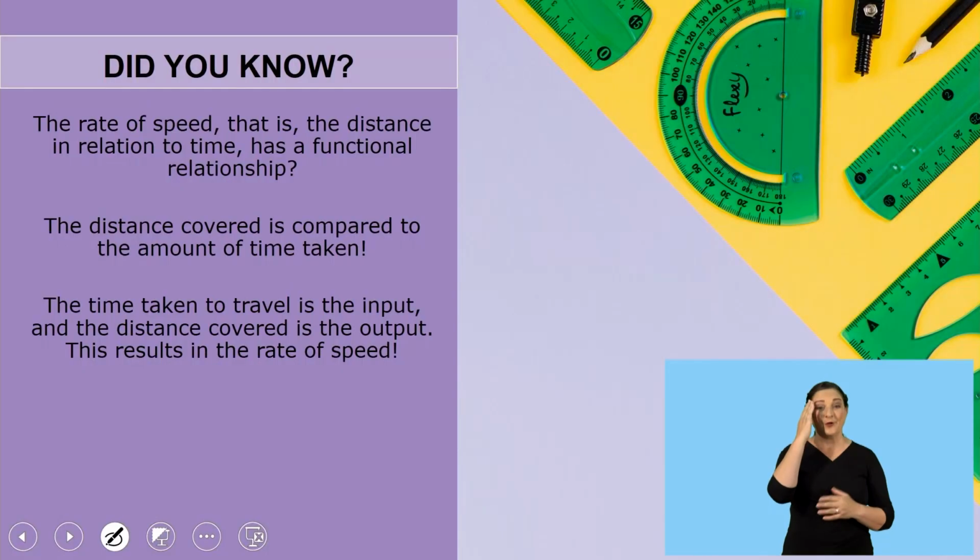Let's start off our lesson with a did you know? Did you know that the rate of speed, that is the distance in relation to time, has a functional relationship? The distance covered is compared to the amount of time taken. The time taken to travel is the input and the distance covered is the output. That results in the rate of speed. That's an interesting fact for our lesson today.